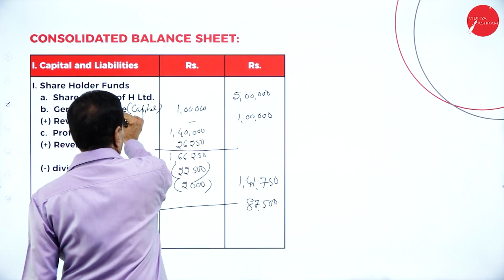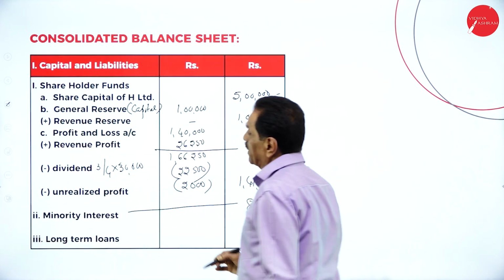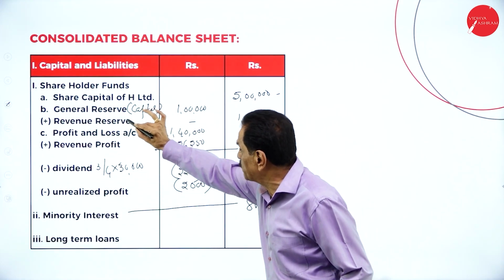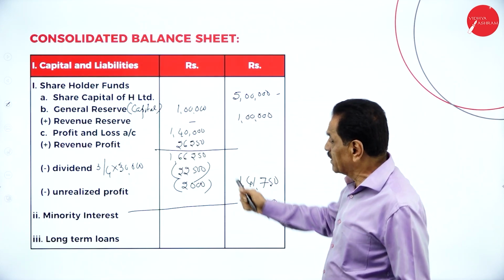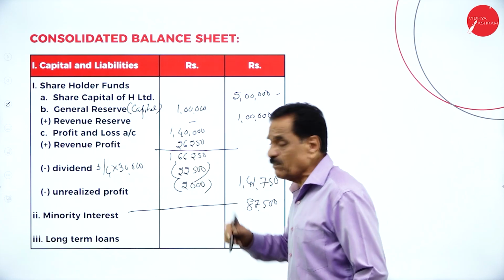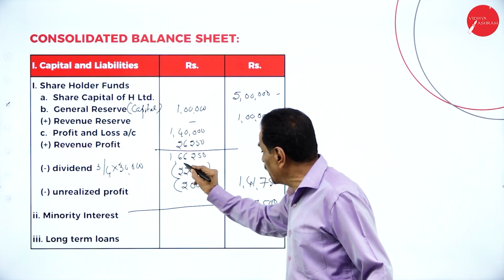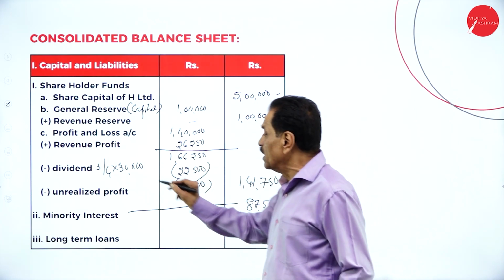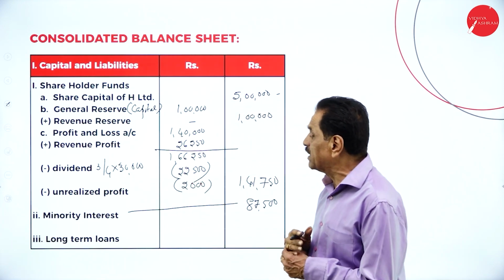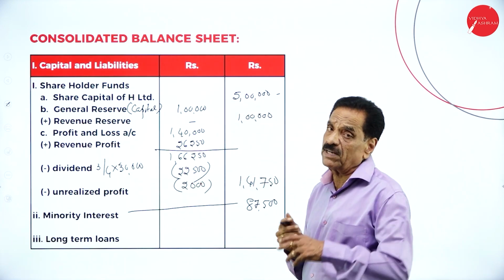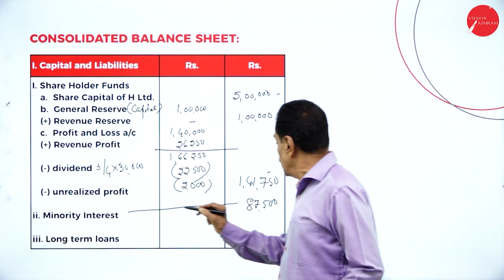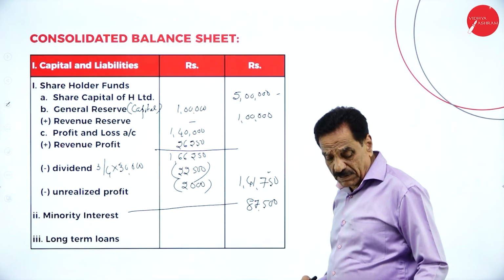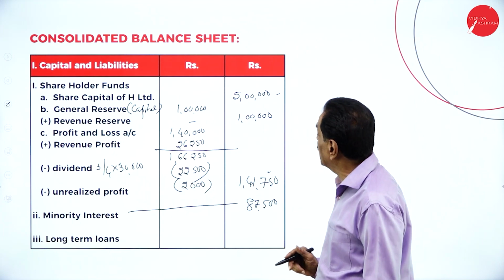Then share capital as per the balance sheet is 500. Reserve available is capital reserve 1 lakh. Your profit and loss account as per the balance sheet is 1,40,000. Add the revenue profit 26,250. It becomes 1,66,250, minus dividend 22,500, minus unrealized profit on the stock 2,000. It will come to 1,41,700. Minority interest is 87,500 as per the calculation.